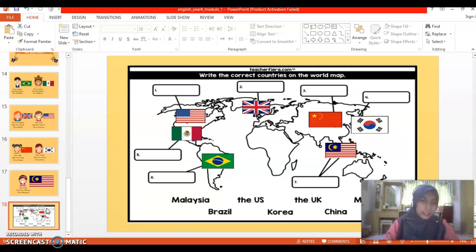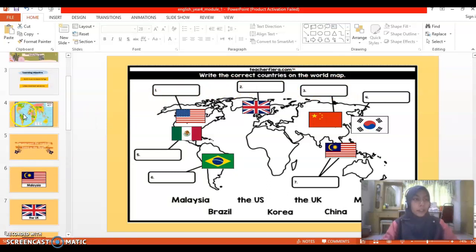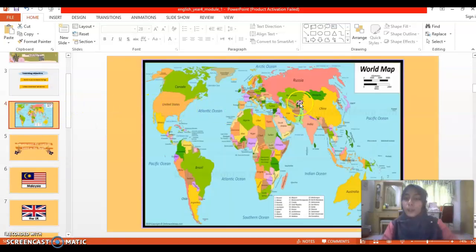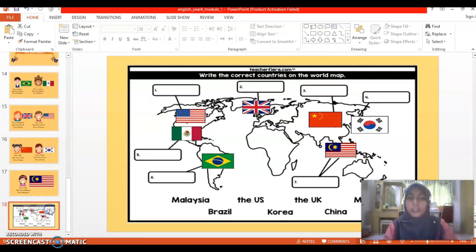So let's see the last slide. Okay. So the last slide. Okay, this is exercise for today. So teacher need you to write the correct countries on the world map. So as you can see, the first slide one we go through. We look a world map. So teacher nak kamu tengok dulu, see the world map, and then you also after that you can do this exercise. If you don't know, you can refer to this flag.